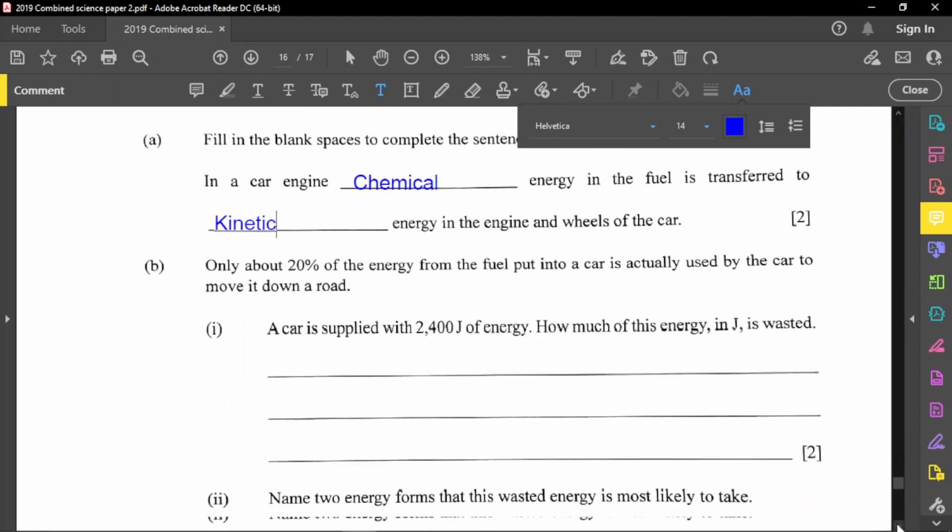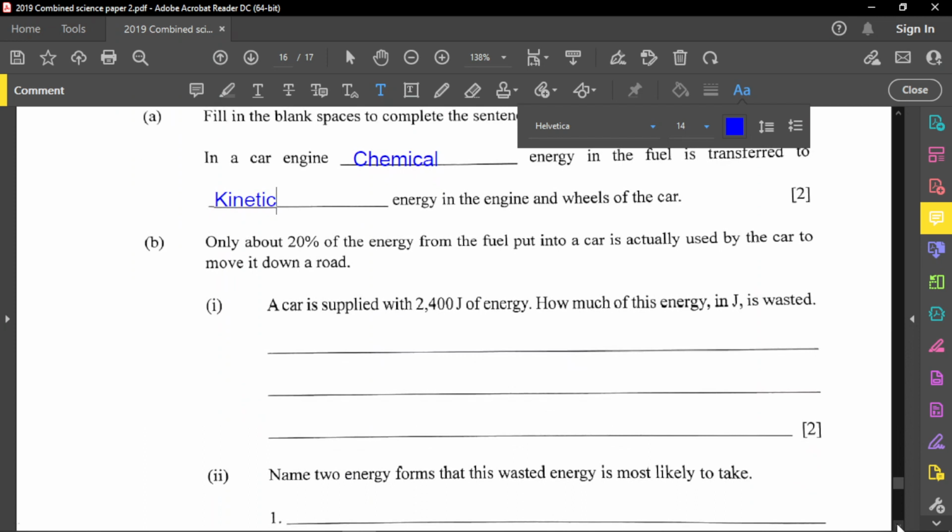All right. For part B, it's only 20% of energy from fuel put into a car that is actually used by the car to move it down a road. A car is supplied with 2,400 joules of energy. All right, 2,400 joules of energy. How much of this energy in joules is wasted?